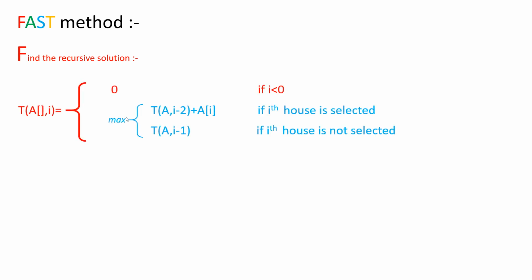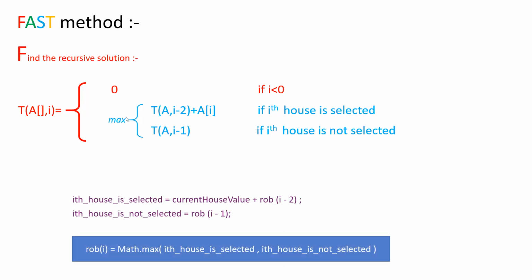So here F stands for find the recursive solution. Now we know the problem, so we are just trying to come up with a recursive solution for it. So here is the recurrence solution for the problem. If you are having any difficulty making this, just compare it with the statement we had.